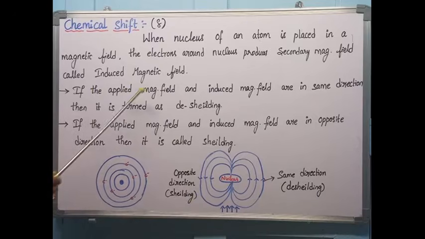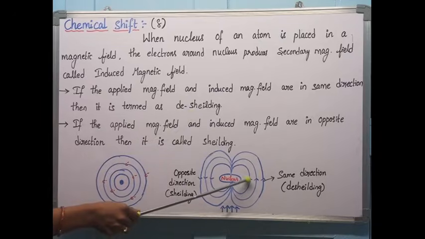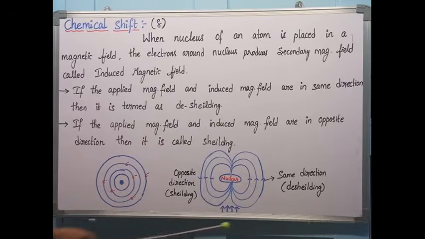If the applied magnetic field and induced magnetic field are in the same direction, then it is called deshielding. If the applied magnetic field and induced magnetic field are in opposite directions, you can see this applied magnetic field's lines are opposite to the induced magnetic field's lines of force, then it is called the shielding process. Now we understood what is shielding and deshielding.